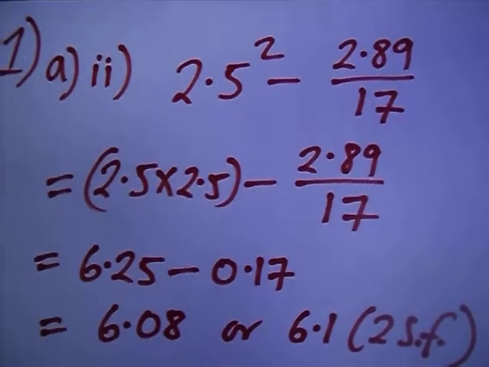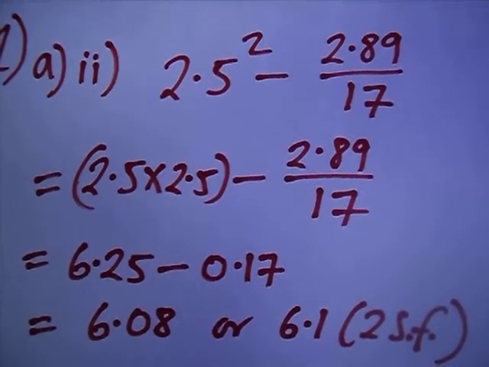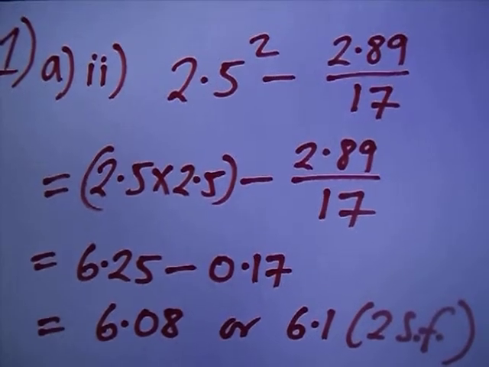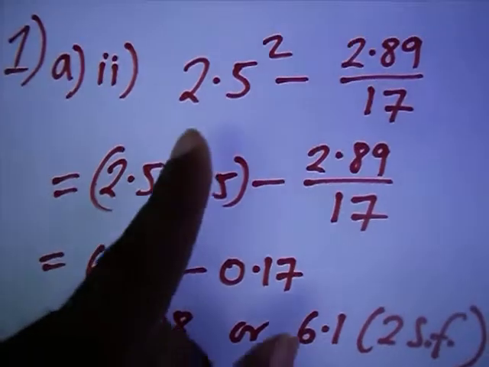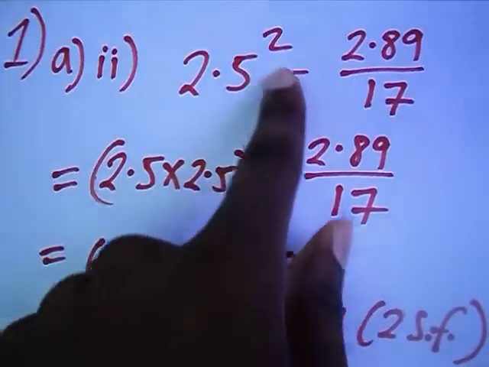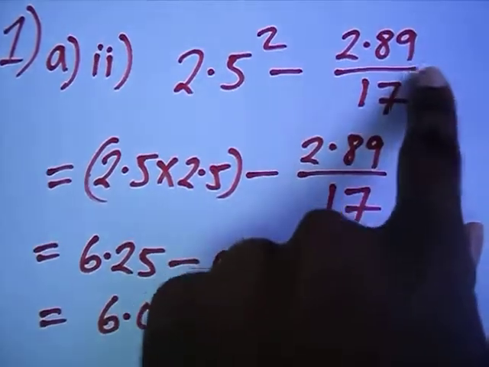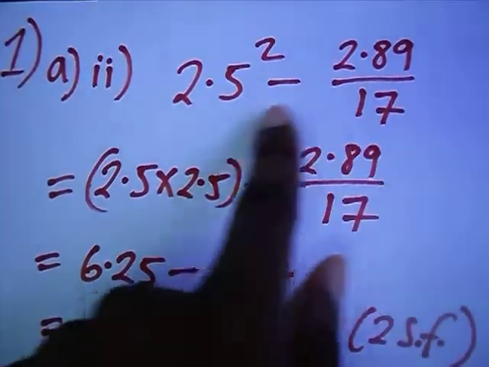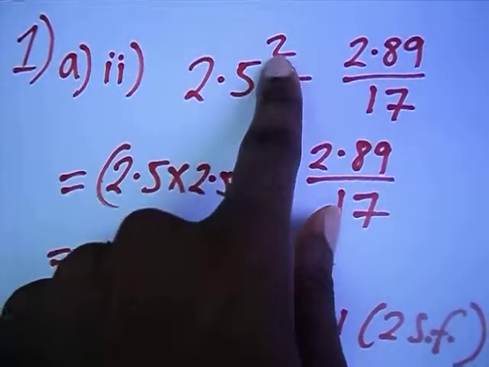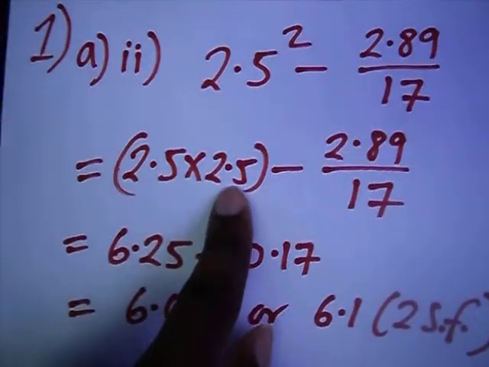We are back with June 2010, number 1A2. You're asked to solve this operation here: 2.5 squared take away 2.89 over 17. Now 2.5 squared is the same as 2.5 multiplied by 2.5.